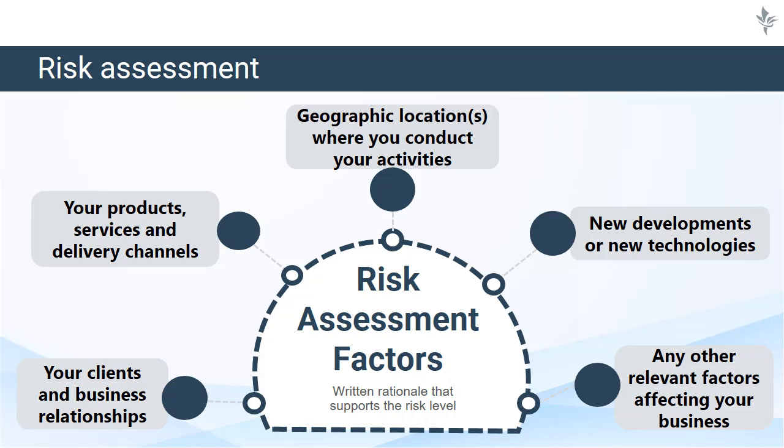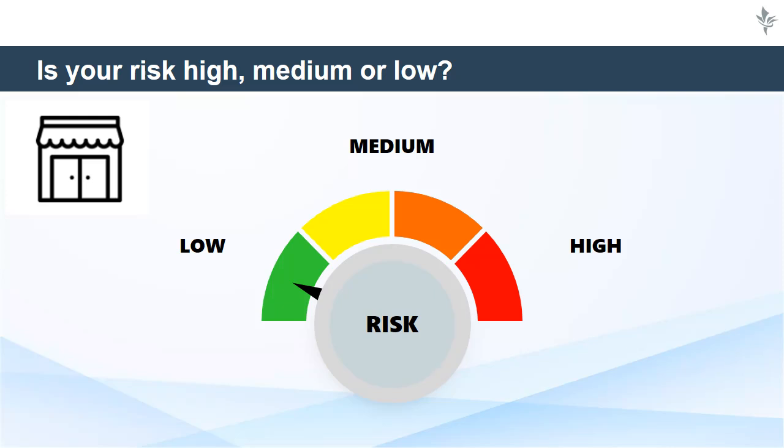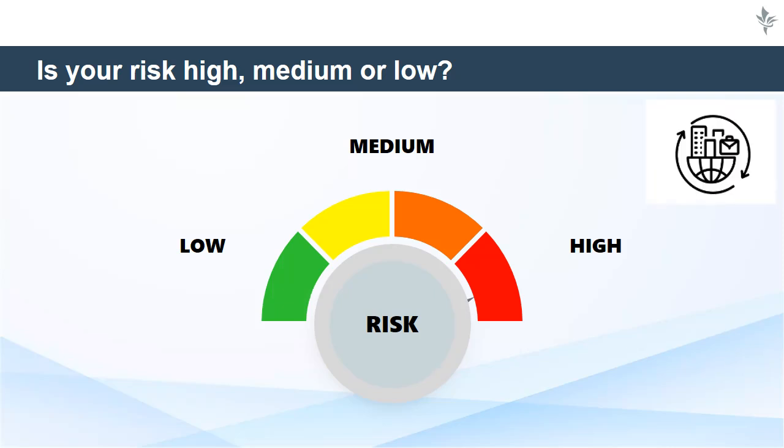Regardless of the level you determine, you will need to have written rationale that supports the risk level for the 5 prescribed factors. For example, a business with a single location in a rural community that provides broker services to local clients and meets them in person may have a lower risk rating for some of their factors than a business with multiple locations in large cities across Canada that provides lending services to international clients and meets with them virtually.